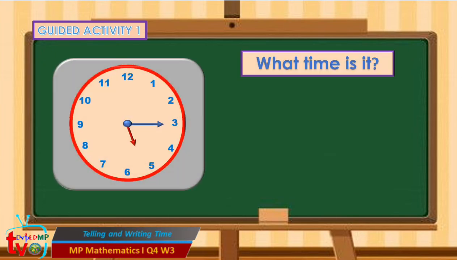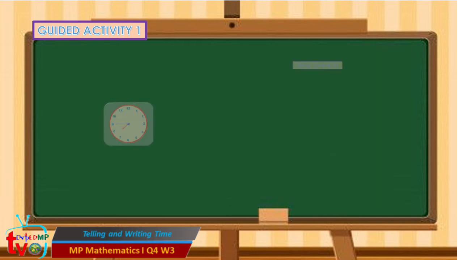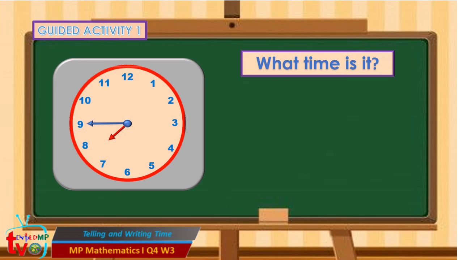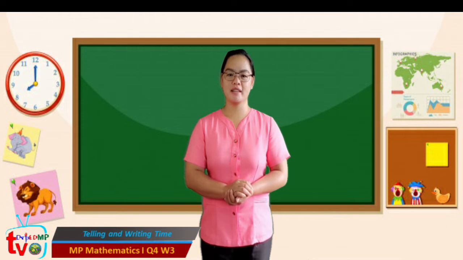Number 3. What time is it? Great! The time is 5:15. Number 4. What time is it? Excellent! The time is 7:45. Let's proceed to guided assessment 1. Tell the time shown in each clock.